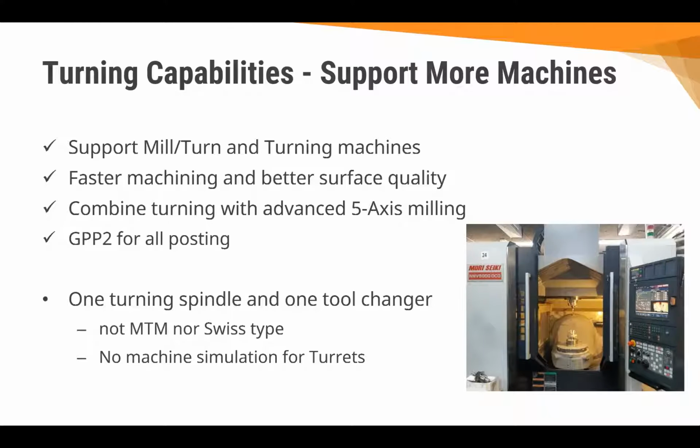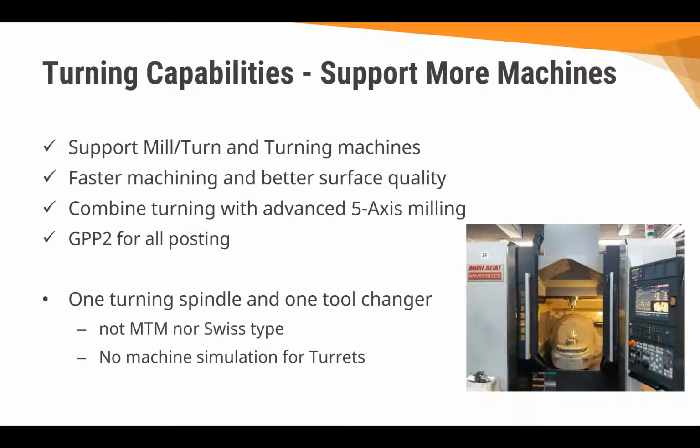We're supporting more machines now with this. We support mill turn and turning machines. It means we're going to be faster machining and better surface quality. It's going to be combining turning with advanced 5-axis milling. So that combination of the two is possible now within the Cimatron software.